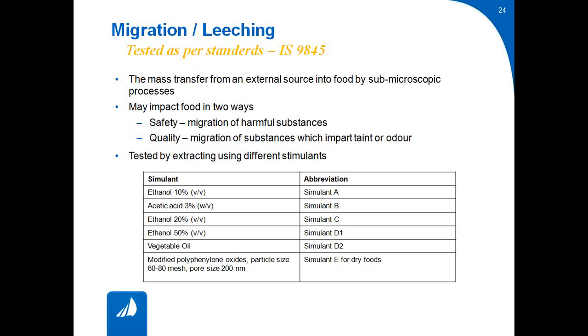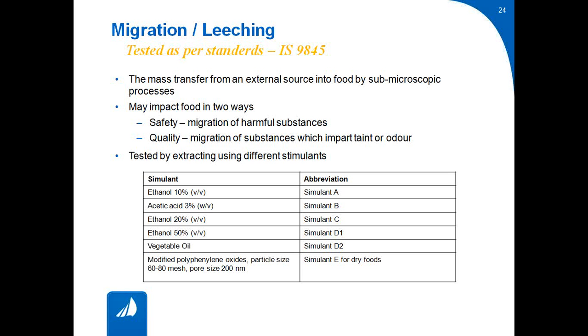Now, there is something called a global migration. There are some standard stimulants. These stimulants are used, and then we test by weighment actually how much of this material has come from the packaging material to the stimulants. You can see there are ethanol, acetic acid, vegetable oil, and then this will represent the global general application where we will be able to assess how much material is getting migrated from the packaging material.